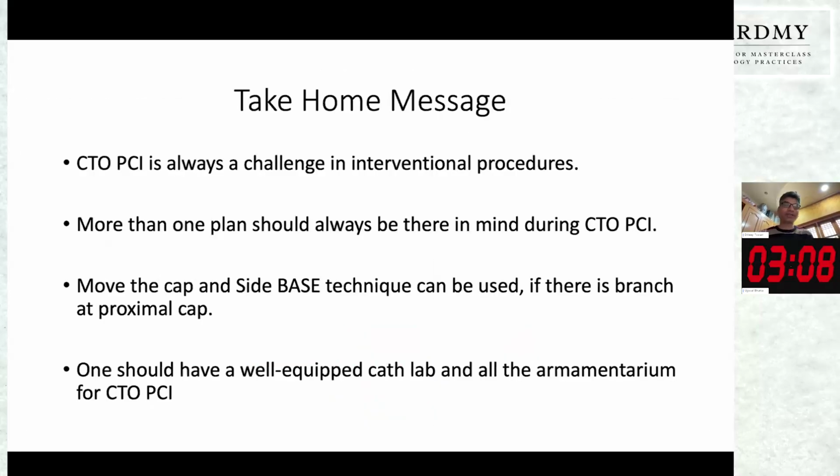So the take home message was that CTO PCI is always a challenge in interventional procedures. More than one plan should always be in the mind during CTO PCI. The move the cap and sideways technique can be used if there is a branch at the proximal cap, and one should have a well-equipped cath lab and all the instruments in your armamentarium. Thank you very much.